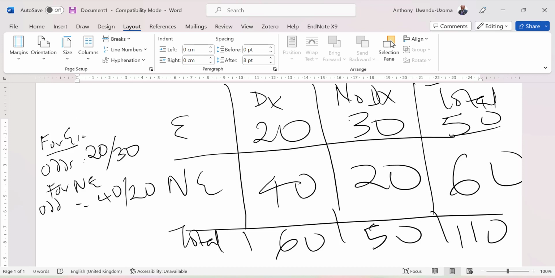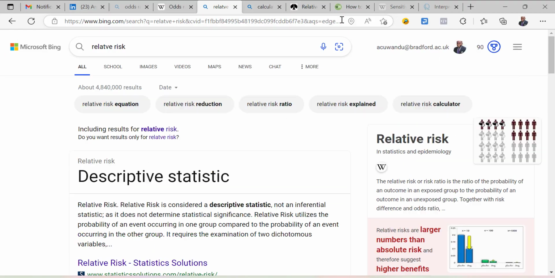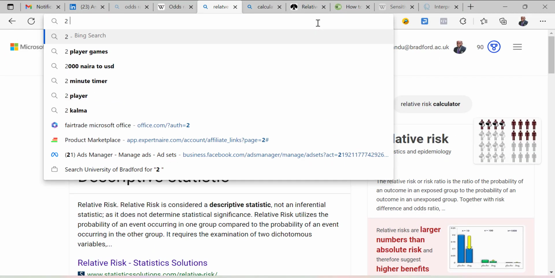All right. So now how do I calculate the odds ratio? The odds ratio will be the odds for the exposed group, which is 20 over 30, divided by the odds for the non-exposed group, which is 40 over 20. If we press that in the calculator, we remove all the zeros: 2 over 3 divided by 4 over 2. So 2 over 3 divided by 2.